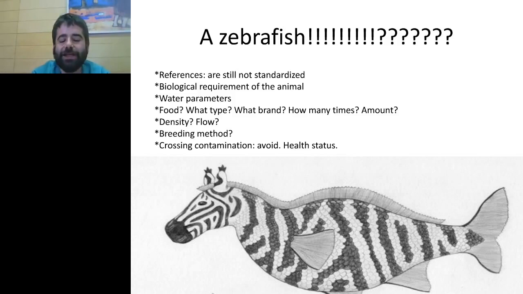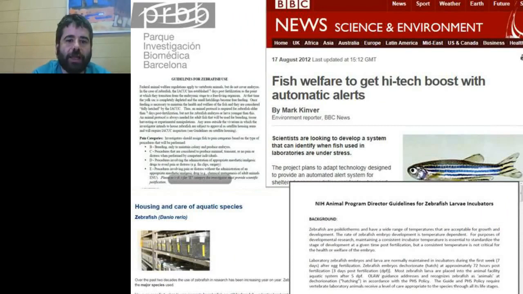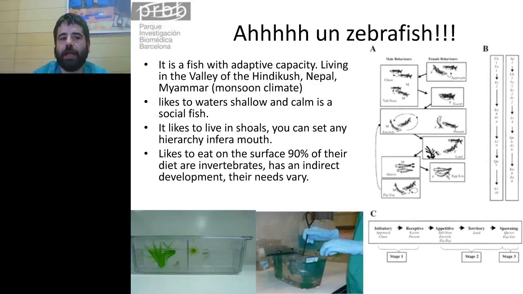So we should do a bibliographic review, and we find that we have a lot of information about zebrafish, and some papers are contradictory between them. So we have to choose some references, but nowadays we have some guidelines that make these kinds of things much easier. The guidelines are really useful and say what to do in different aspects of taking care of your fish. So finally, you get a proper idea of the requirements for your zebrafish.